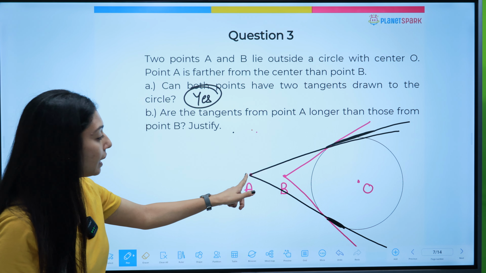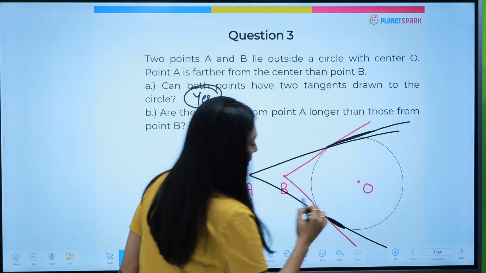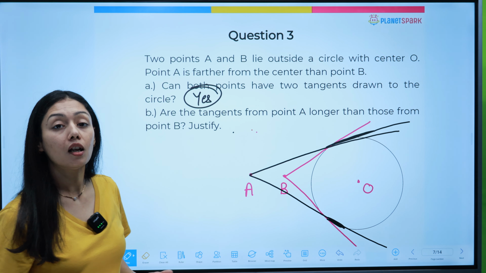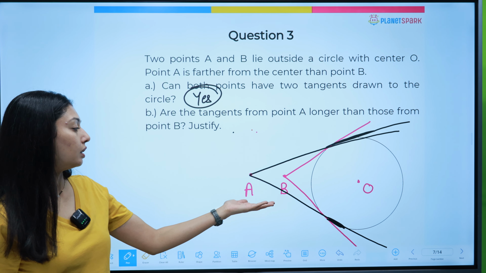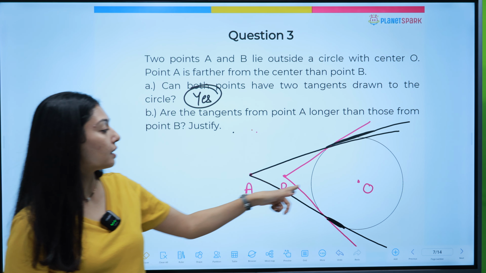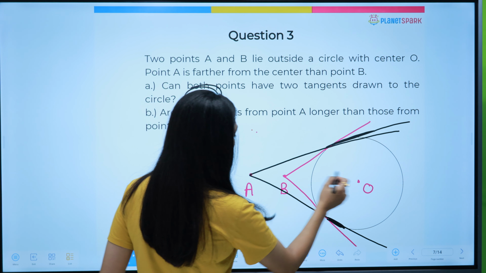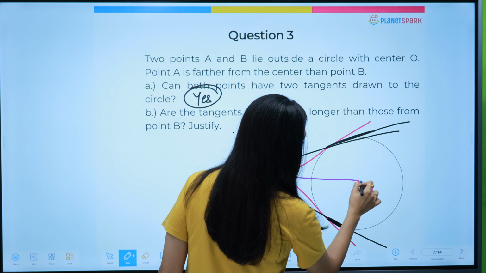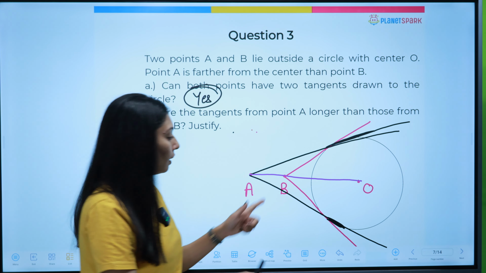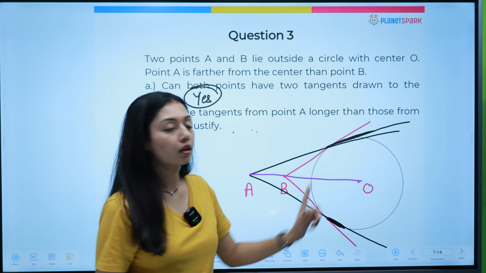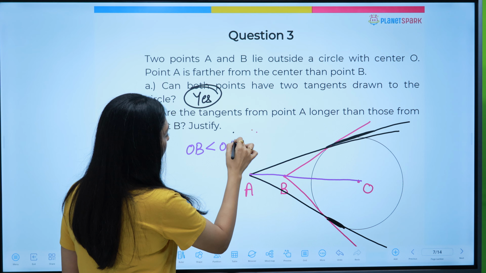A point that is far from the center. From there, if we take these two distances here, obviously they will be longer than this distance here, right? So we can say yes, the tangents from the point that is at a further distance will be longer. If we join these two points also to the center, then also we can say OB is closer to the center. That means OB distance is less than OA. OB is less than OA.